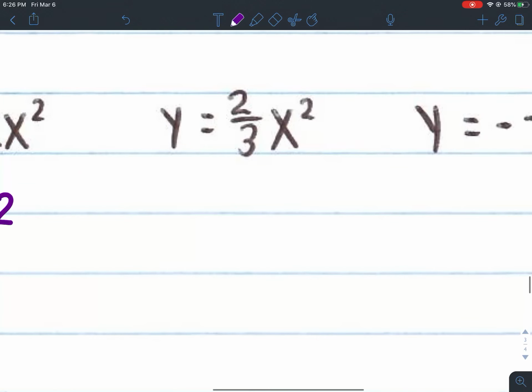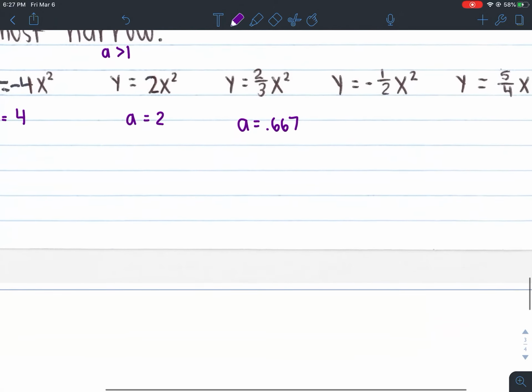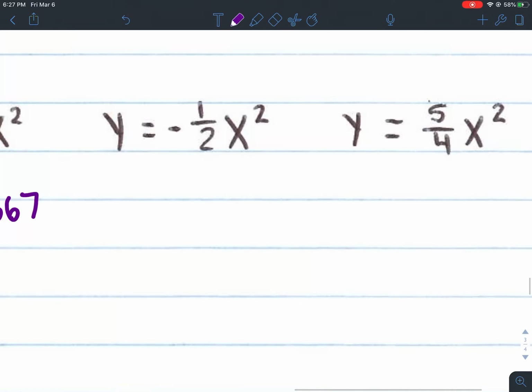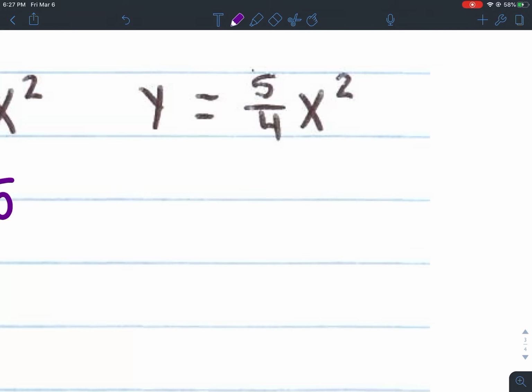Now, 2/3. I want you to type in 2 divided by 3 in your calculator, and you should get 6 repeating, basically. So the A here is basically 0.667. I'm going to round it, so 0.66. Here, if I type in 1/2 in the calculator, 1 divided by 2, I get 0.5. Remember, the negative sign does not matter to me because it doesn't tell me whether I have a wider or narrower parabola. It just says that I have a reflection. So A here is 0.5. And then 5 divided by 4 in the calculator is going to be 1.25.